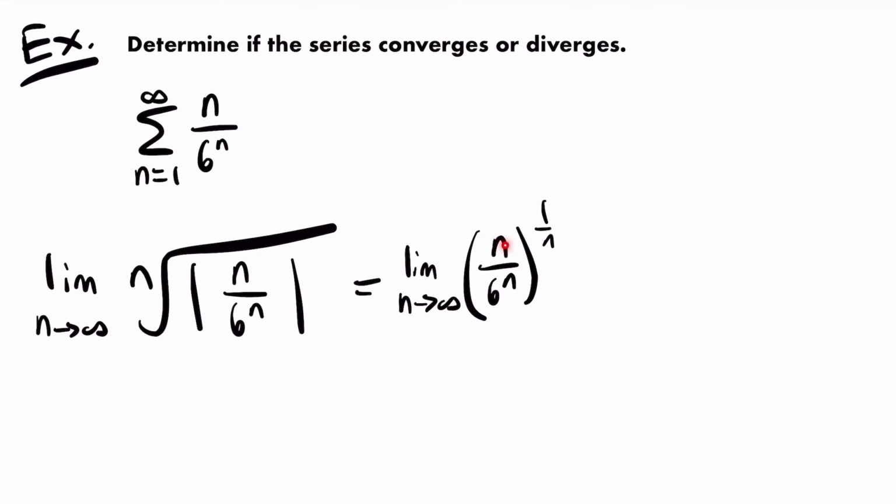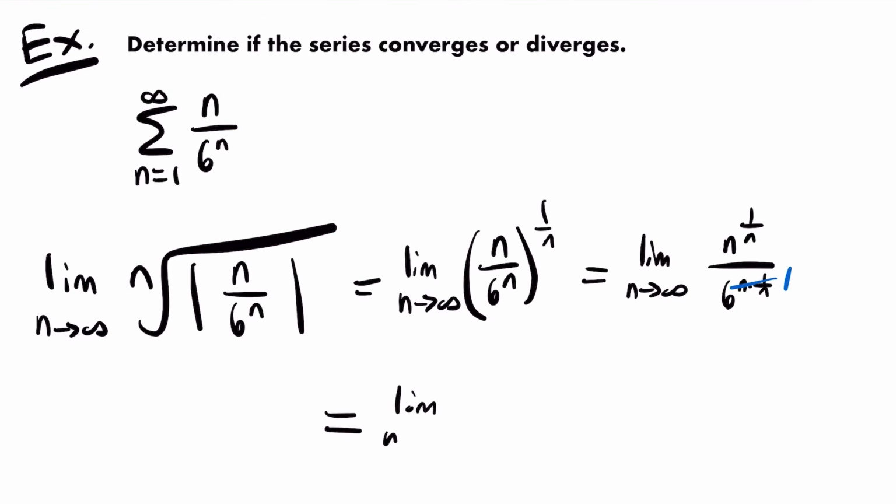Alright, so now if we raise the numerator and denominator to that power, this will be equal to the limit as n approaches infinity of n to the power of 1 divided by n, divided by 6 to the power of n times 1 divided by n. We multiply those two exponents of n and 1 divided by n. Now n times 1 divided by n is 1, so we just have 6 to the first power, and so that cancels out to just be 1, which means that our limit will be the limit as n approaches infinity of n to the power of 1 divided by n, divided by 6.